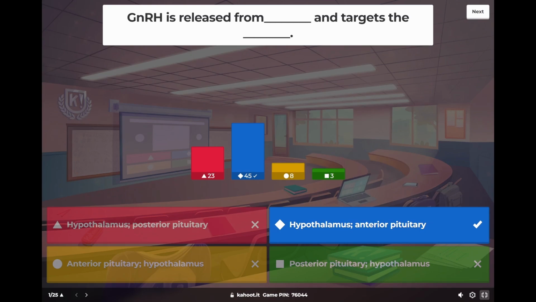Okay. What type of cells are they going to target in the anterior pituitary gland? Gonadotrophs. Okay. What two hormones are they going to be releasing now? LH and FSH. Okay. The stimulating hormones, follicle stimulating hormone comes from the pituitary gland. The releasing come from the hypothalamus.